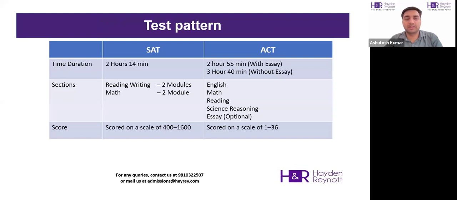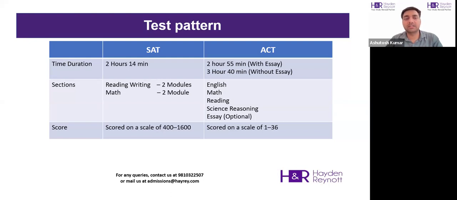Now, what is the difference in the test pattern? The time duration for the SAT is 2 hours and 14 minutes, while the time for the ACT is 2 hours and 55 minutes with essay and 3 hours 40 minutes without essay. So ACT is a bit longer than the SAT when we compare the time duration.